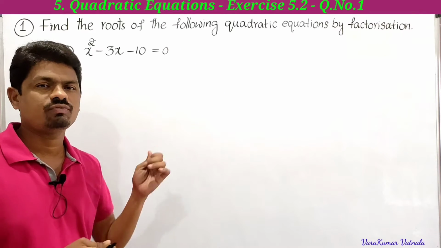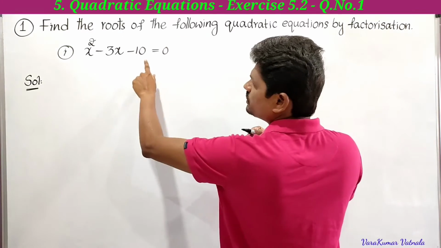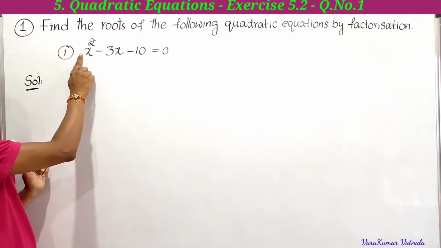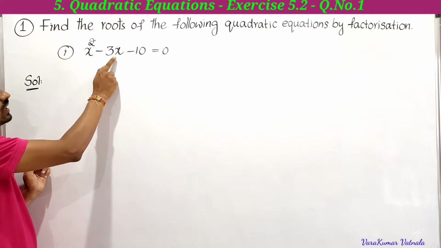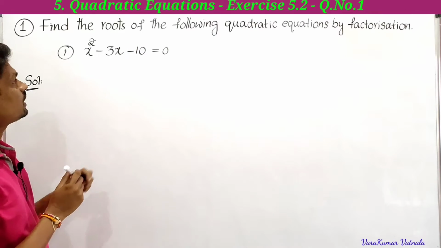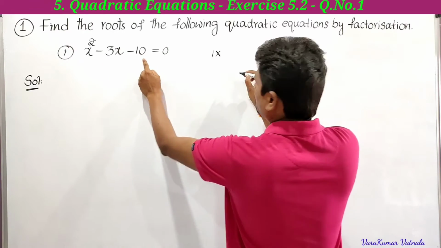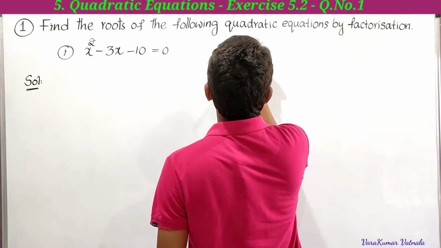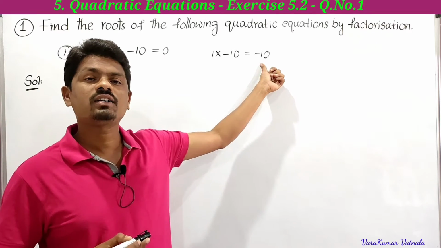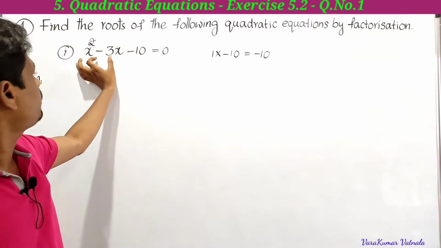See here, how can we find the roots? Roots are nothing but the values of x. Here, multiply the coefficient of x square with the constant term. The coefficient of x square is 1, the coefficient of x is minus 3, and the constant is minus 10. So multiply 1 with minus 10, which is equal to minus 10. Now we have to select two factors of minus 10. Their product should be minus 10 and their sum should be minus 3.